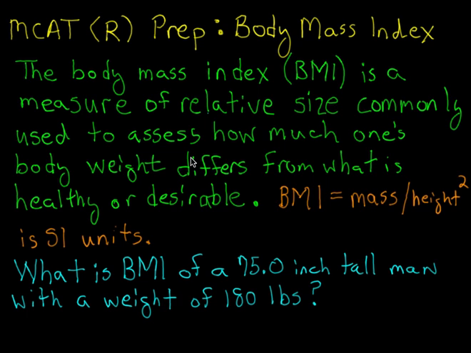Now, in my version of the question, it's asking what is the BMI of a 75-inch tall man with a weight of 180 pounds. Because Mastering Physics randomizes the numbers, you might have a different height or weight. But what we want to do here is take this equation, BMI equals mass divided by height squared, and use the measures we were given to calculate BMI. So we have to convert our units first.